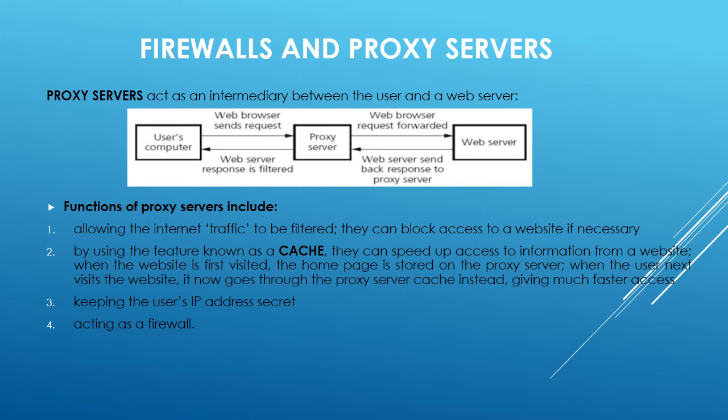Number two, by using the feature known as a cache, which can speed up access to information from a website. When the website is first visited, the home page is stored on the proxy server. When the user next visits the website, it now goes through the proxy server cache instead, giving much faster access.